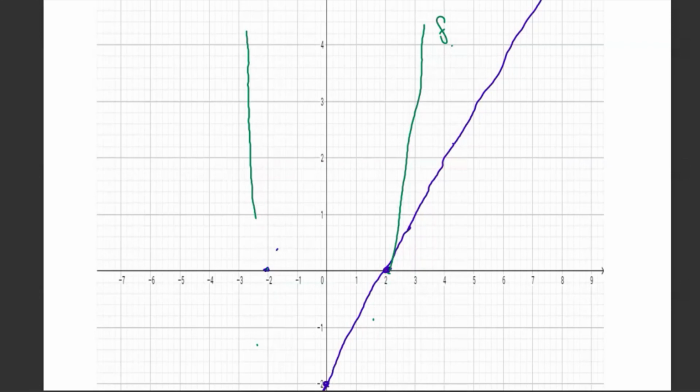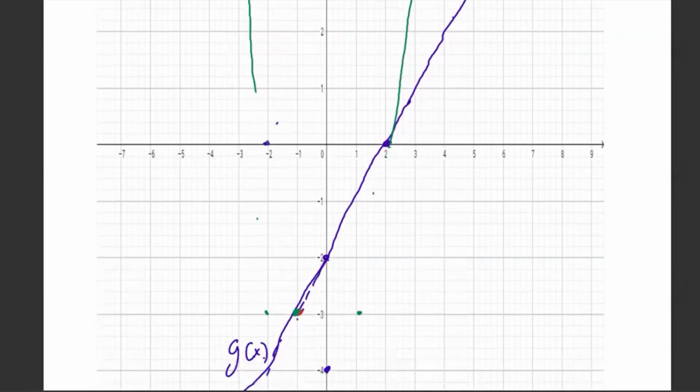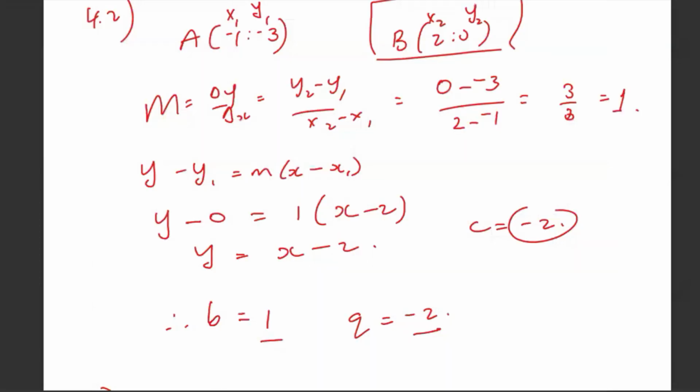What did I do? What did I just do? Okay. Let's drop it. Okay, something like that. So a parabola as well as a straight line.